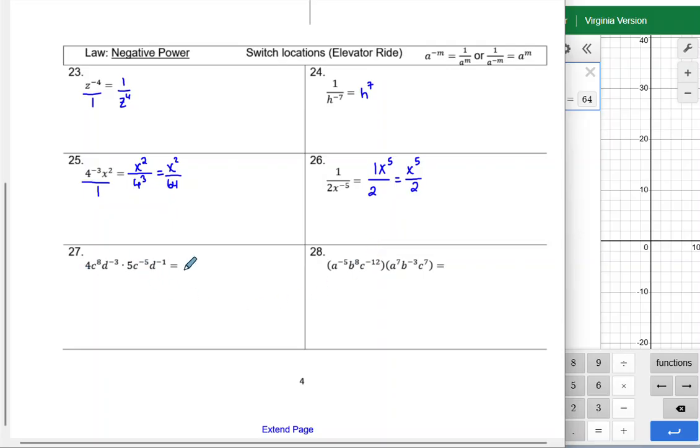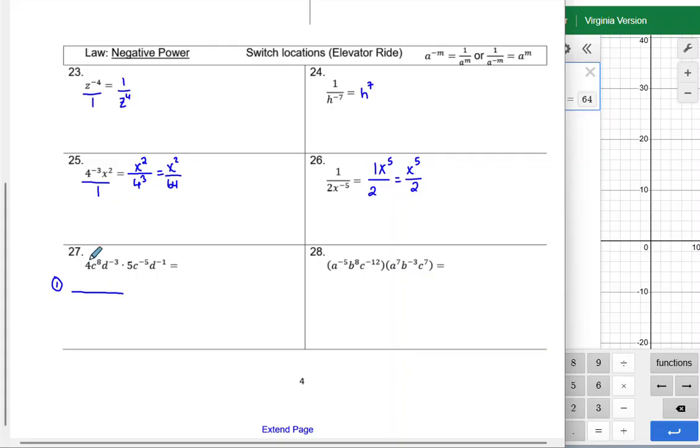All right. So for this one, there's two different ways to do it. I will show you both ways, just whichever one you like better. First method is if we want to just move everything, make everything positive, we can do that. So let's go ahead and draw a little fraction bar and just go through everything.